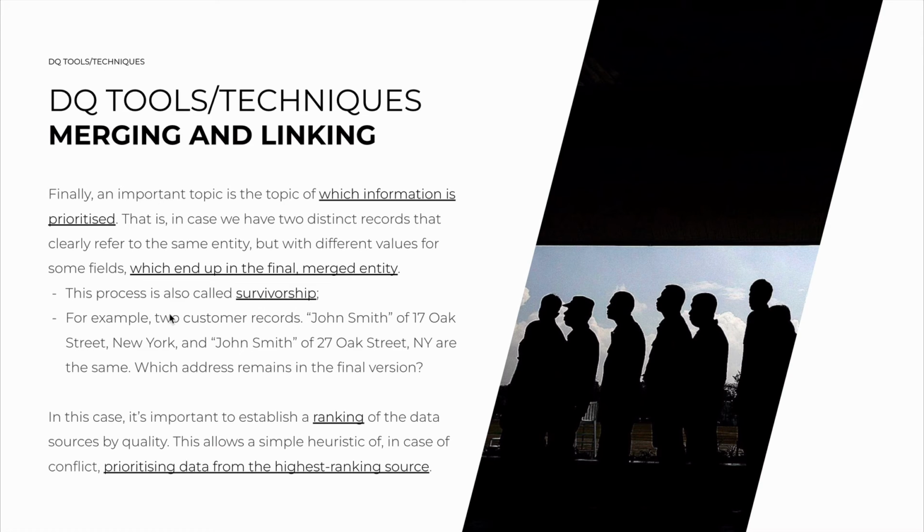Or another example, you have two customer records, John Smith living at 17 Oak Street and John Smith living at 27 Oak Street. You're sure that they're the same customer, but you can't verify the address. You're sure that someone must have mistyped the address, but which address remains in the final version?